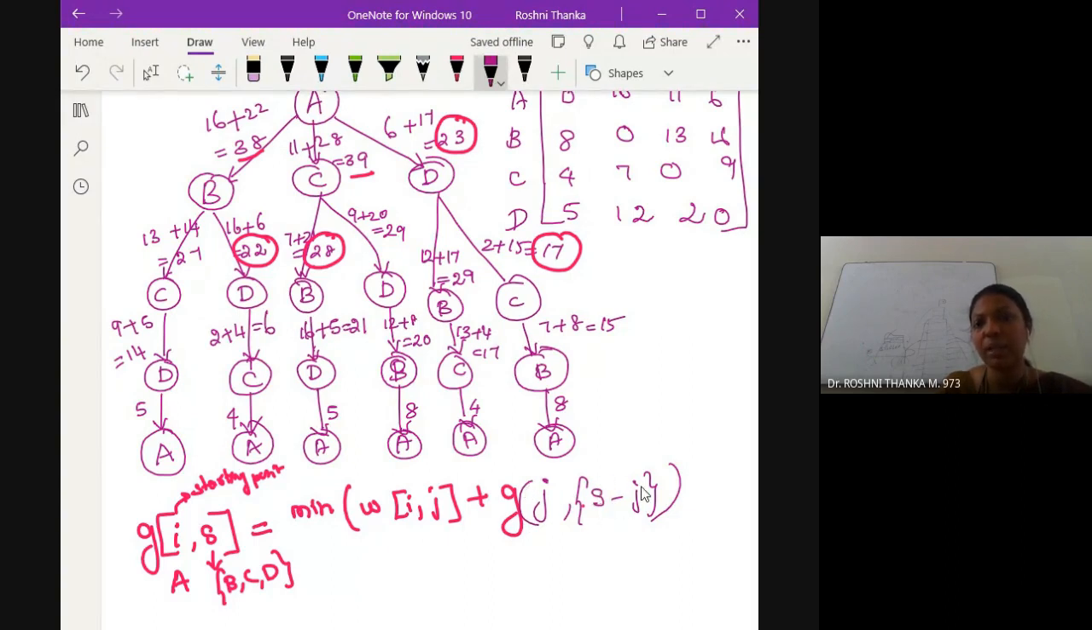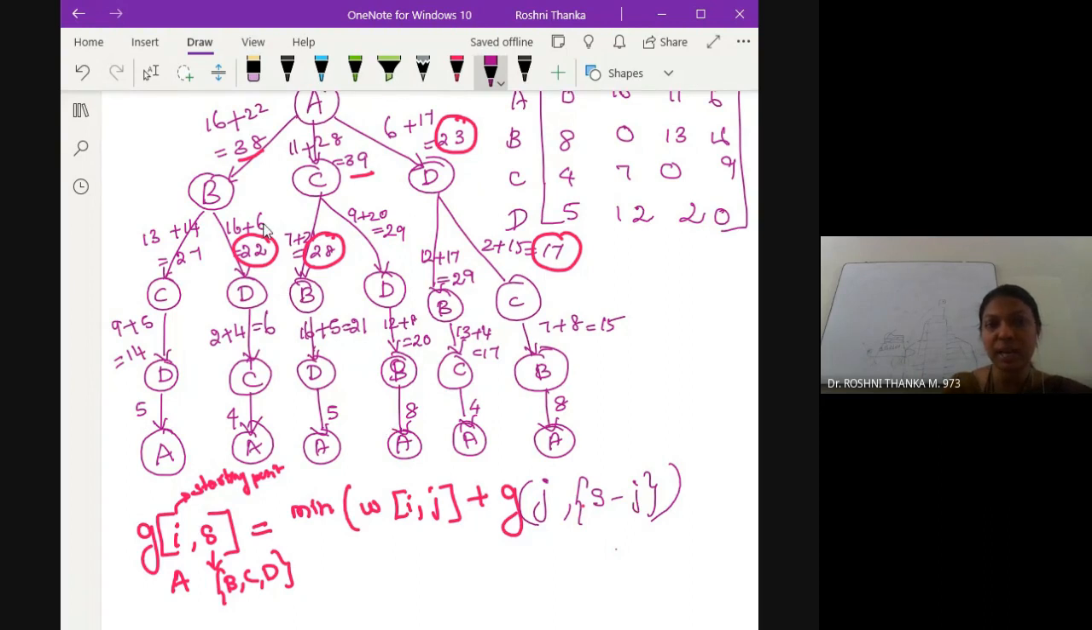So S comma J, which means from the set, the rest of the set is B, C, D. Now we visited the city B because we moved from A to B. So the rest of the set is C comma D. So from the set B, C, D, we have to subtract the starting location, that is B. So S minus J. I hope you got it.